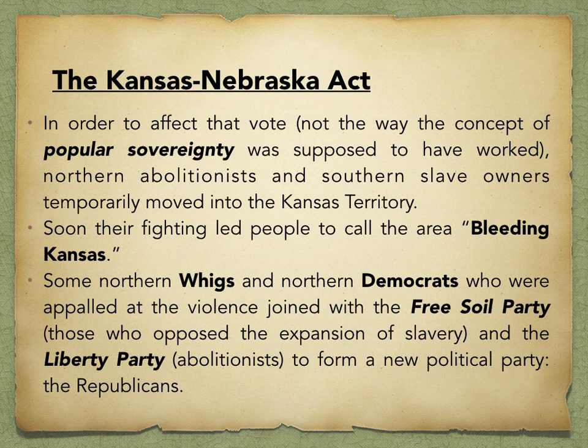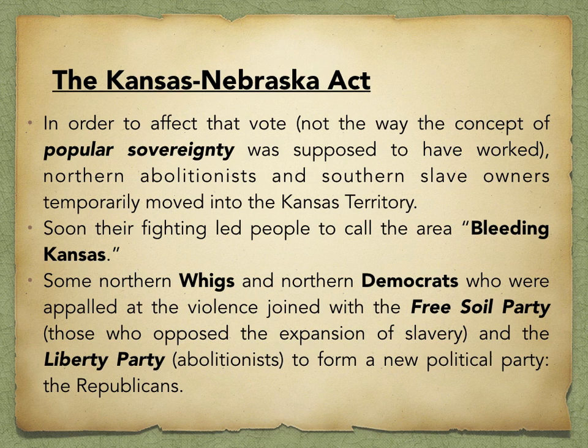Some Northern Whigs and Northern Democrats who were appalled at the violence joined the Free Soil Party, those who opposed the expansion of slavery, and the Liberty Party, the abolitionists, to form a new political party called the Republicans. So this is where you see the birth of the modern-day Republican Party, right here based on the Kansas-Nebraska Act in 1854.